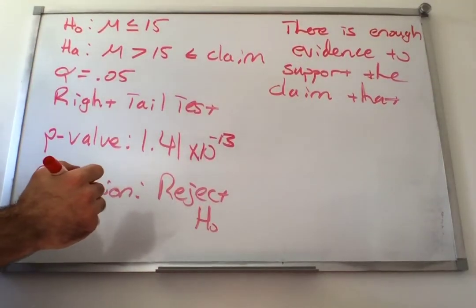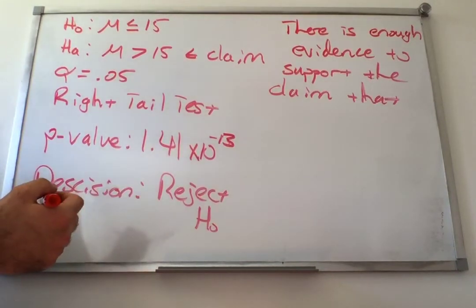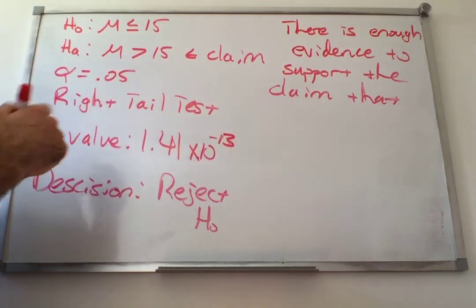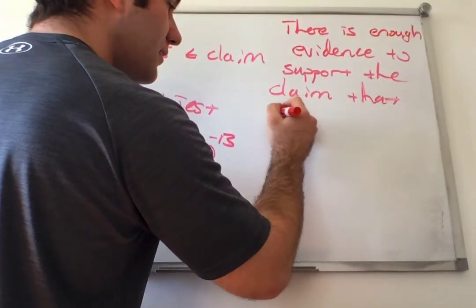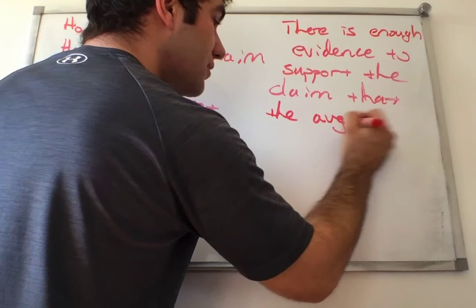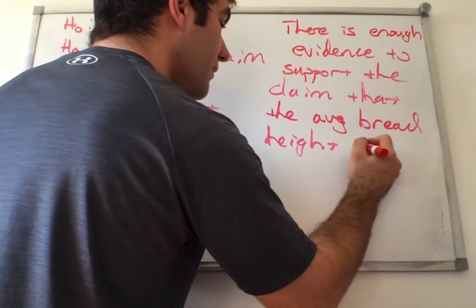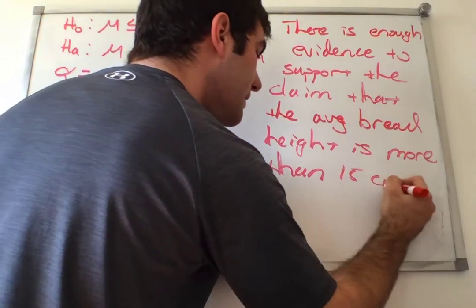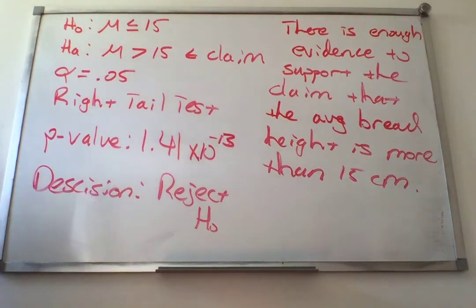that, there's enough evidence. I forgot a little phrase in here. We could stick it at the end. There's enough evidence at the alpha is 0.05, at the level of significance of 0.05. You need that statement in there to support the claim that the average bread height is more than 15 centimeters. So you kind of just rewrite what the claim was.